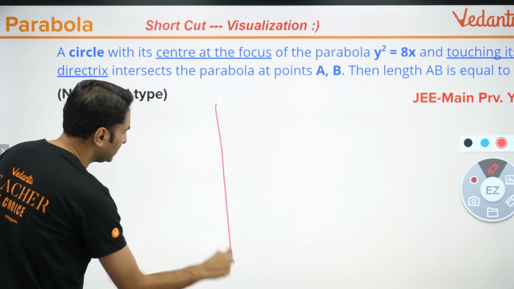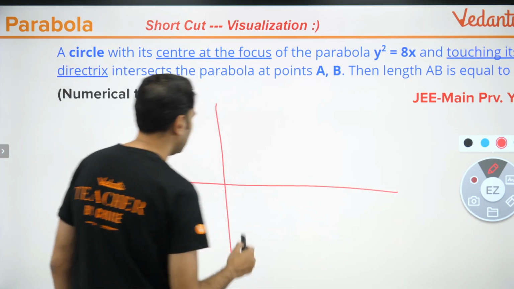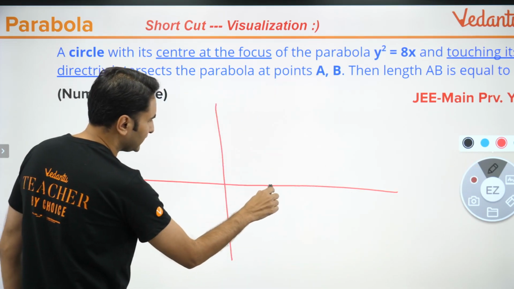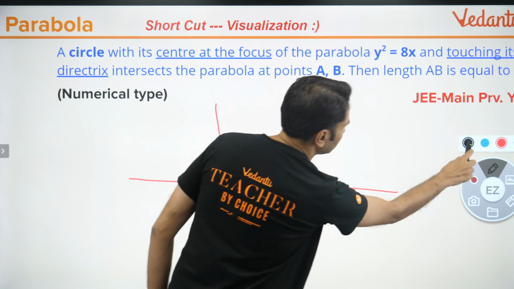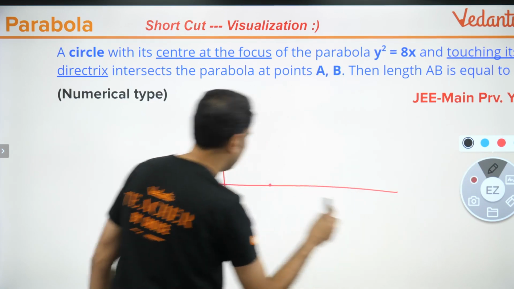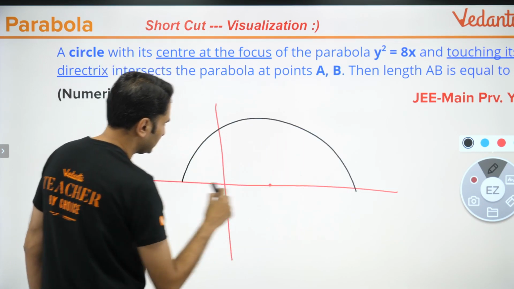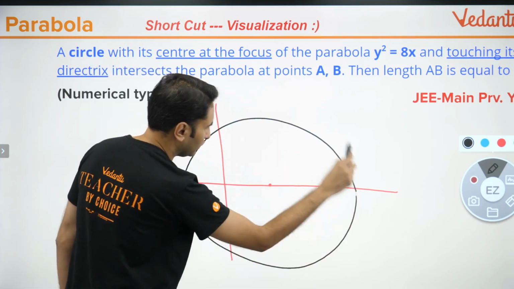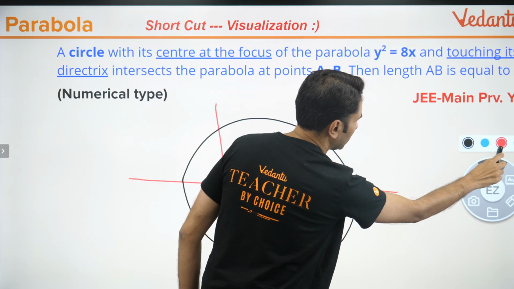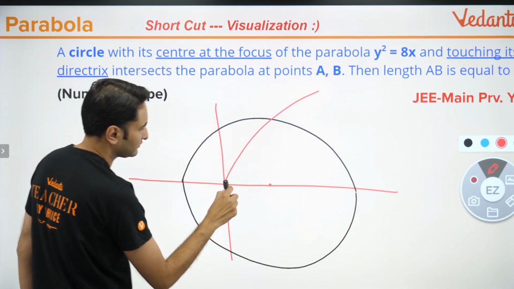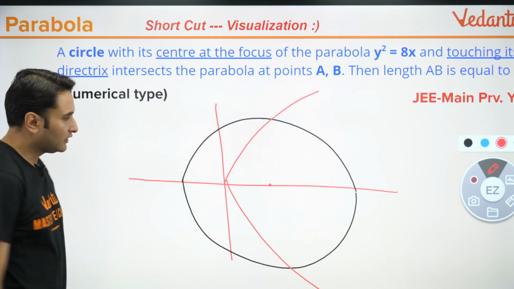Once again, let us make a circle. Quickly, let's make it. The center is here. And let's make a circle. This is a circle. Now let's make a parabola. So the parabola is this. This is the parabola, right?